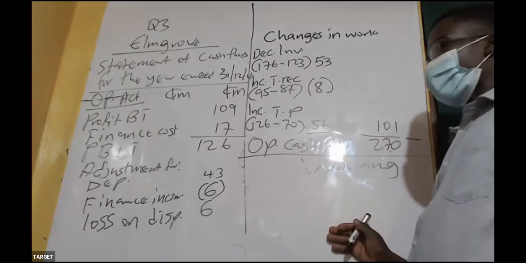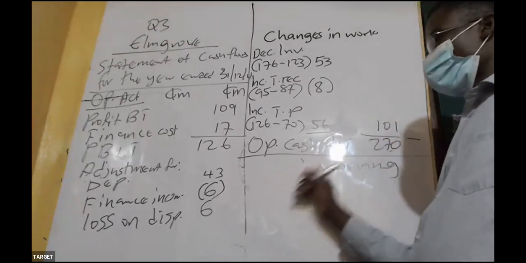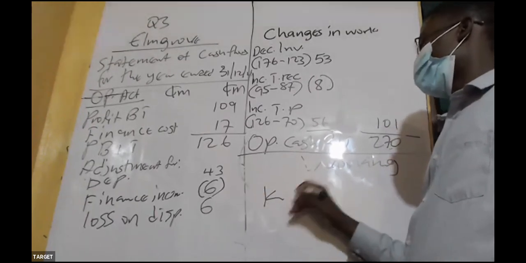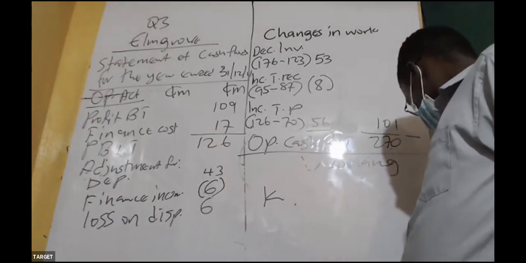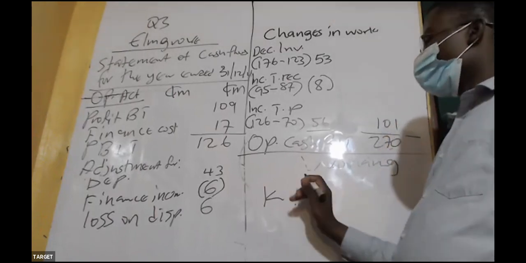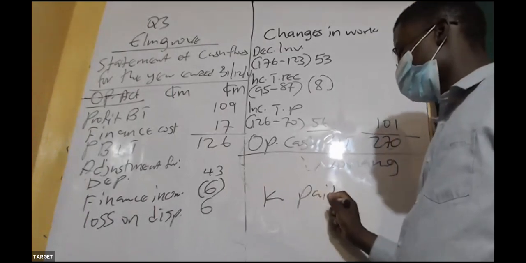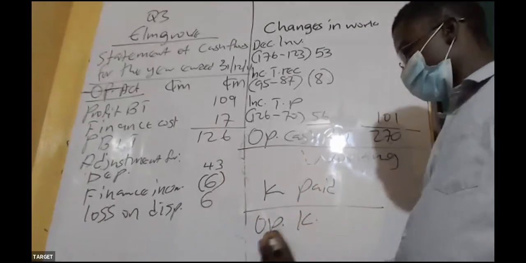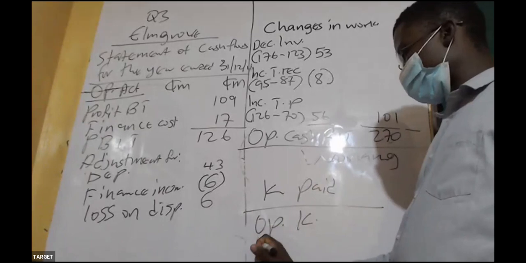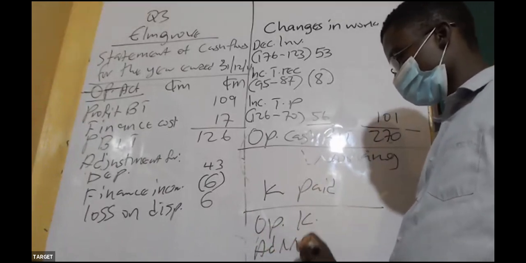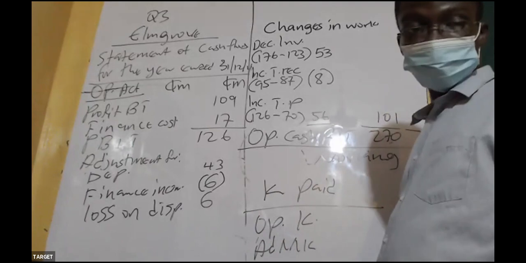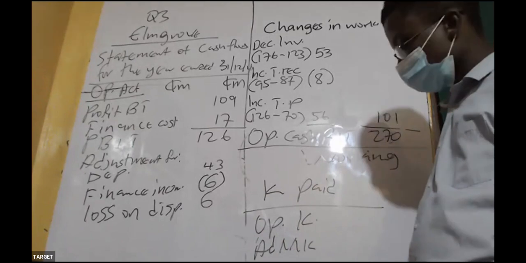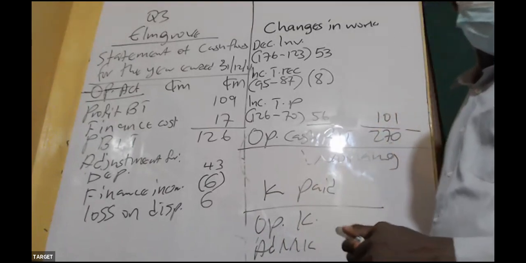Anything paid in cash flow, don't worry yourself. If you are looking for, let's say, K paid, just open balance of K, add movement of K, less closing balance of K. Oh, it's not going here. Less what? Movement of K. That's why it's not coming.